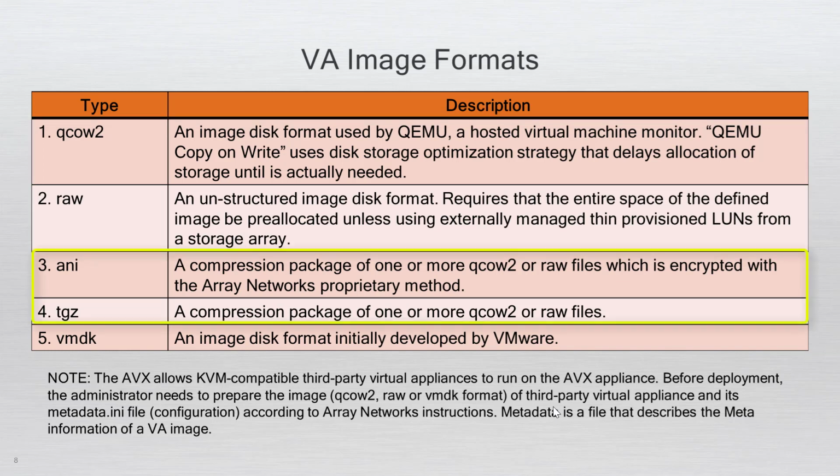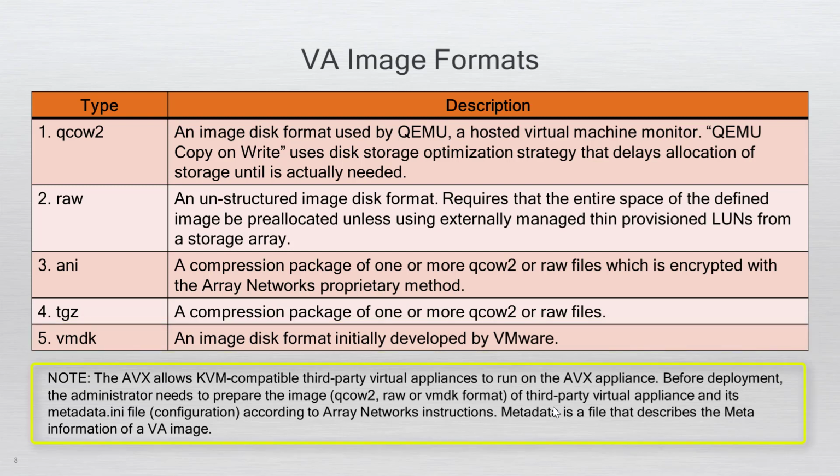ANI and TGZ are compression packages of one or more QCOW2 or RAW files. The only difference is an ANI compression package is encrypted with the Array Network's proprietary method. VMDK is an image disk format created by VMware.